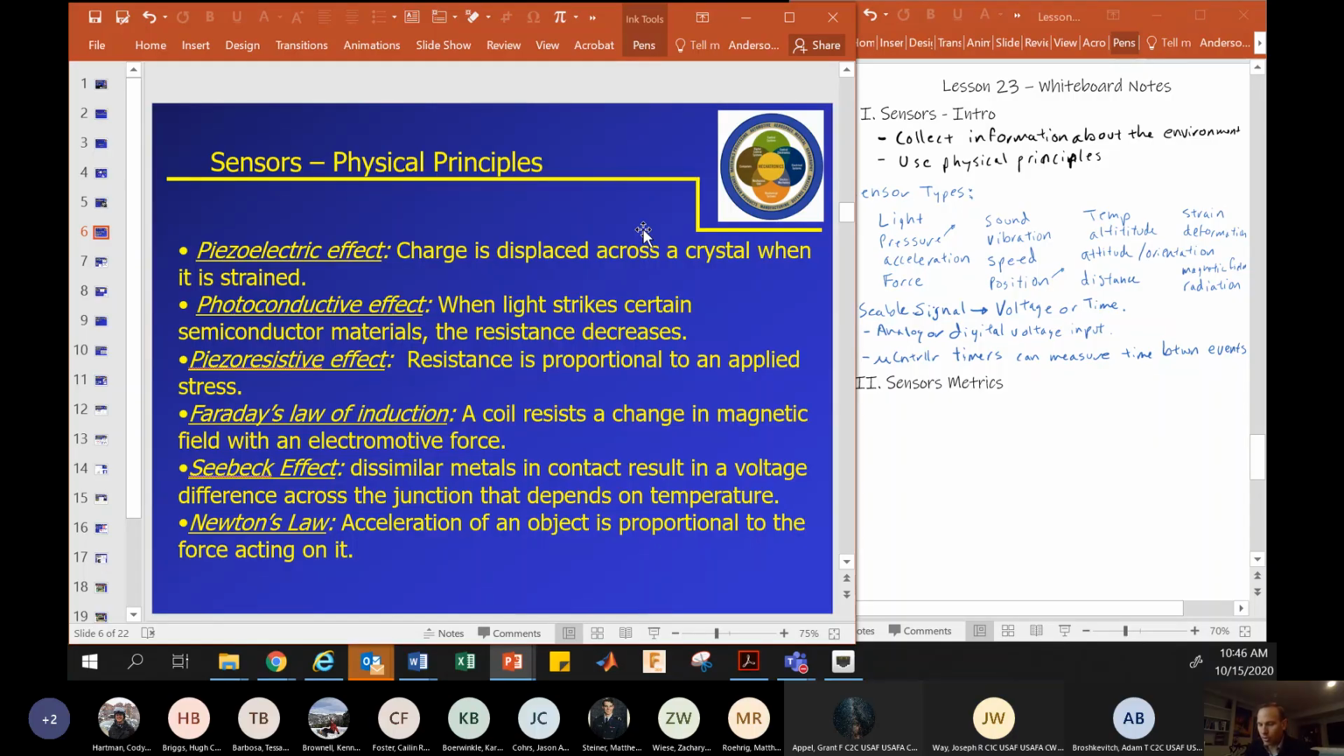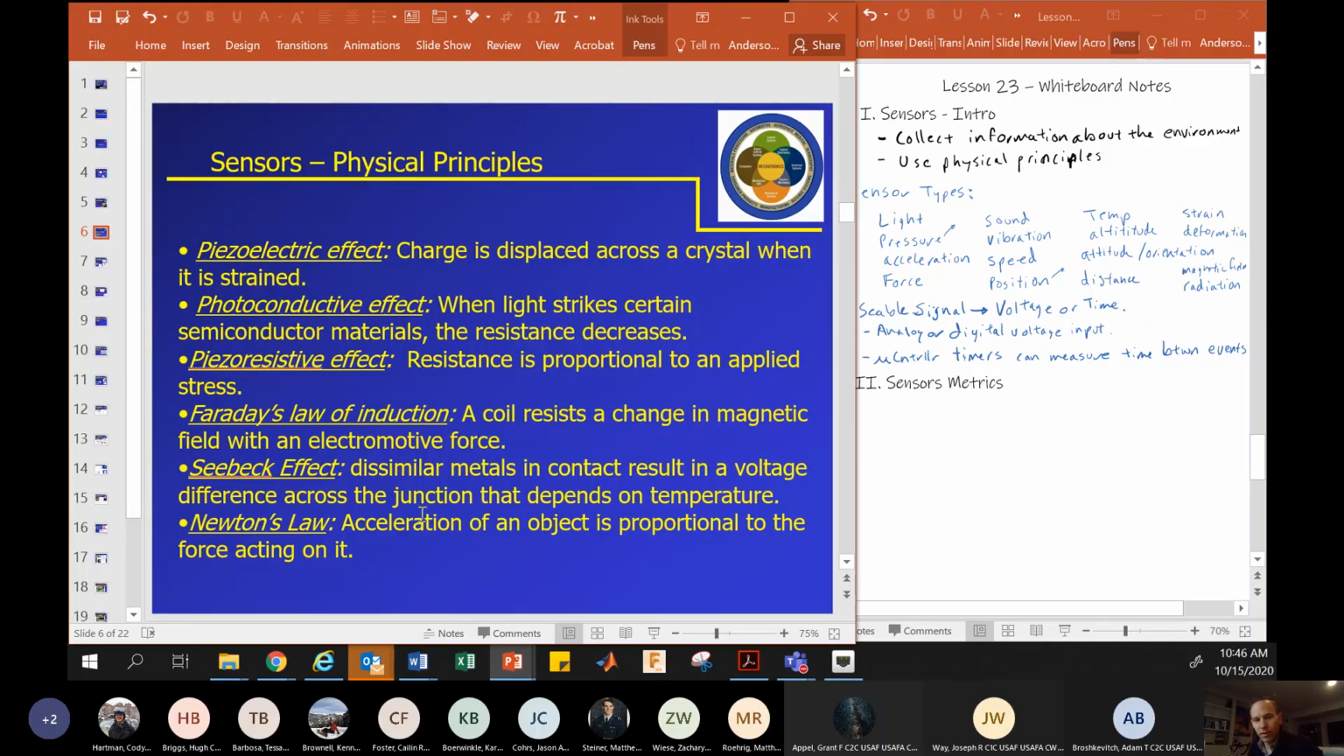Photoconductive effect, when light strikes semiconductor materials, the resistance decreases. So that's a phototransducer. We will use those. Those will be used in the encoders that we're going to play with. Piezoresistive effect, resistance is proportional to an applied stress. So that's how a strain gauge works. Faraday's law, we'll talk about a type of sensor that uses a magnetic field. The Seebeck effect is used in thermistors, which is a way to measure temperature.